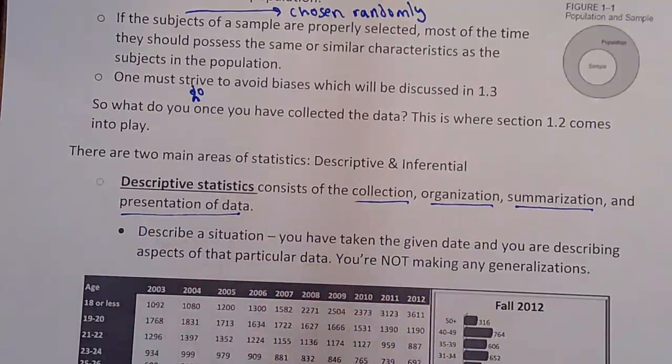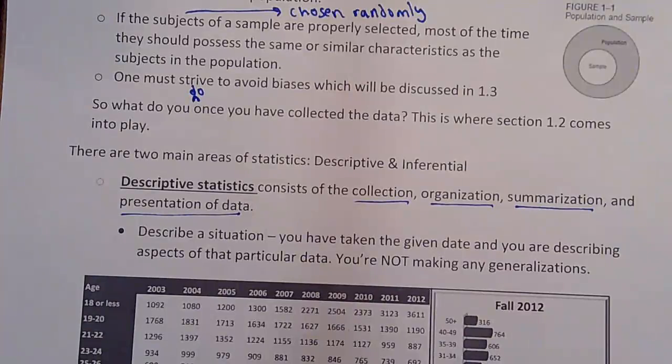And then they have here, describe a situation, okay. It says you have taken the given data, and you are describing aspects of that particular data, and that we're not making any kind of generalizations. The reason why they say that is because if you make a generalization, then that would be more of an inferential statement. And so that's why they say that here.